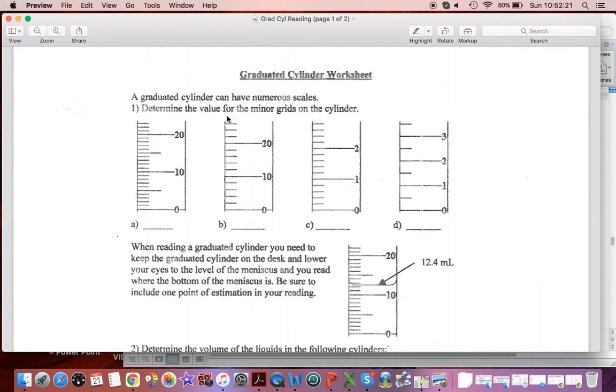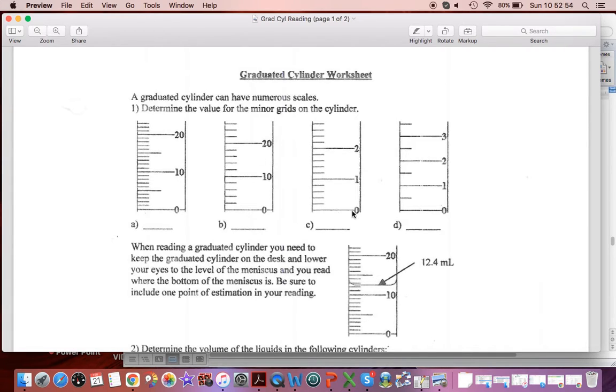So it says determine the value for the minor grids on each of these cylinders. So it wants to know the gap. Well, how big is that gap? Well, it says from here 0 to 10, we had 10 divisions. So in this case, each gap would be 1 milliliter. In this case, we go from 0 to 10, and we see there are 5 divisions. 10 divided by 5, that means we'd write down 2 milliliters. Every time we go up a line, we're adding 2 milliliters.